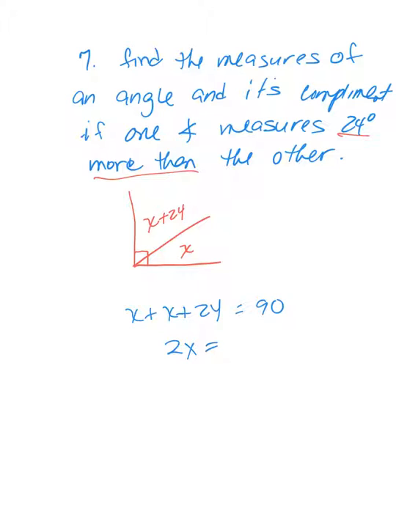2x equals 68. x equals 34. So when you subtract 24 from 90, you get 66, which means x equals 33. So 33 degrees. And what is its complement? 33 plus 24, 57. And those two are complements of each other.